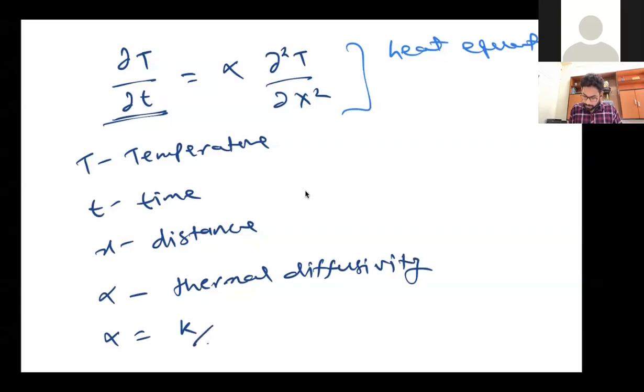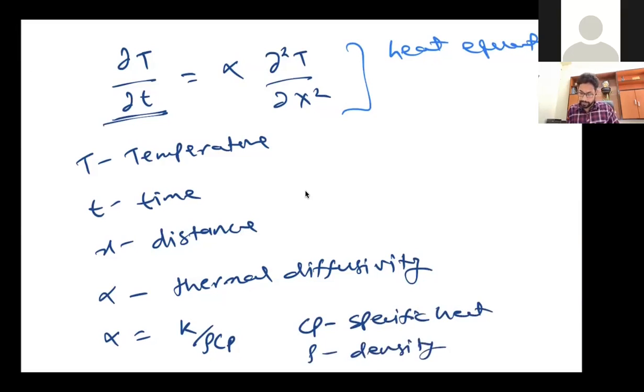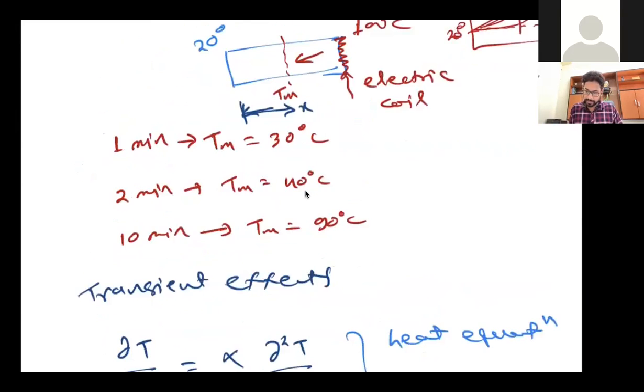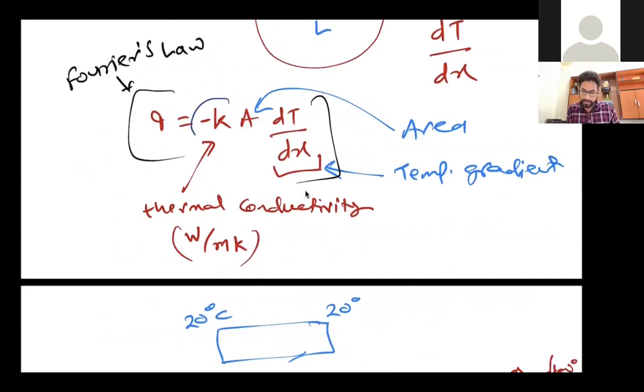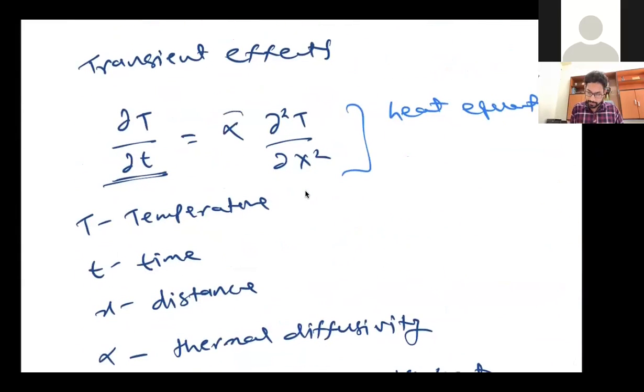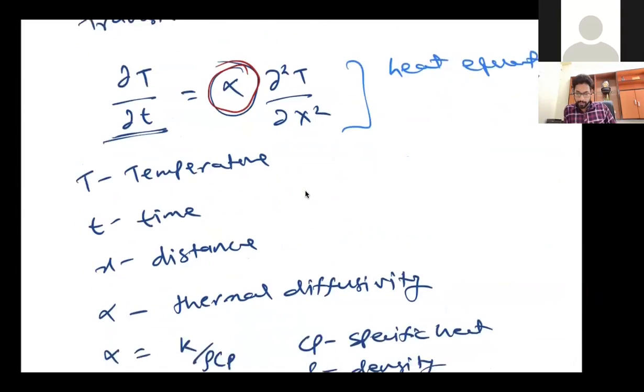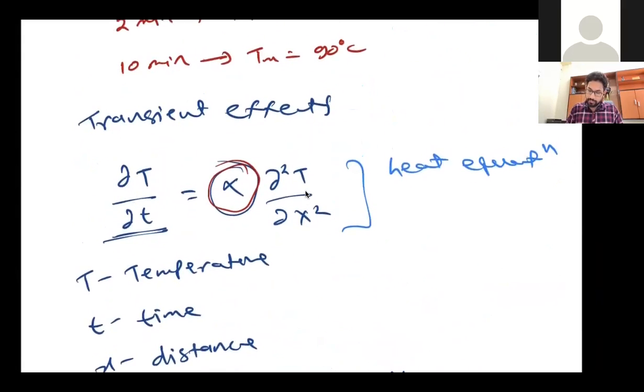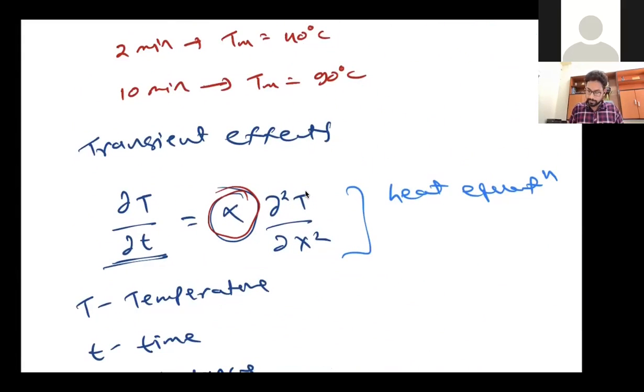It should be k by rho Cp, where Cp is specific heat and rho is density. So we need at least two parameters to be able to model heat transfer. When you are modeling it at asymptotic state, we need k, that is thermal conductivity. When we are modeling it for transient state, we need alpha, and that is thermal diffusivity. So this is what we have in one dimensional heat transfer.